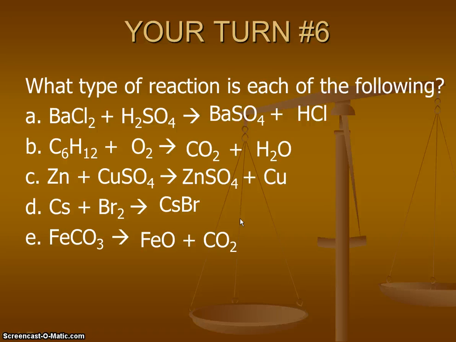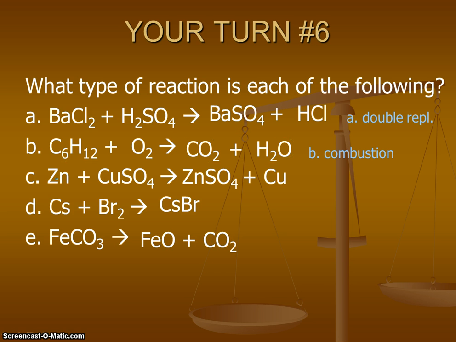For the first one, hopefully you notice that you have 2 ionic compounds to start, and you've got 2 different rearranged ionic compounds to end. The 2 inner ones came together, the 2 outer ions came together, so that is an example of a double replacement reaction. For the next one, I have a hydrocarbon, carbon and hydrogen together, plus oxygen gas, giving me carbon dioxide and water. That is a combustion reaction.